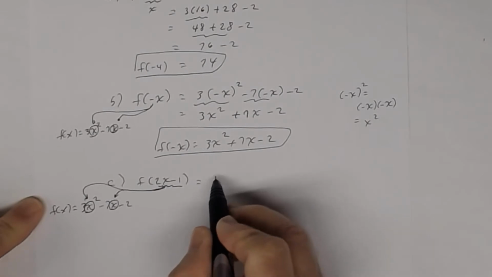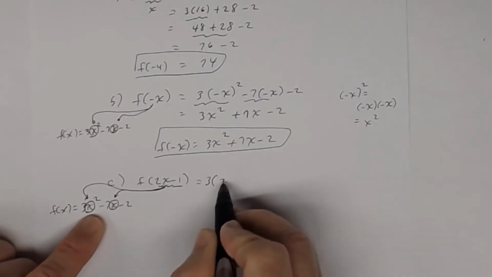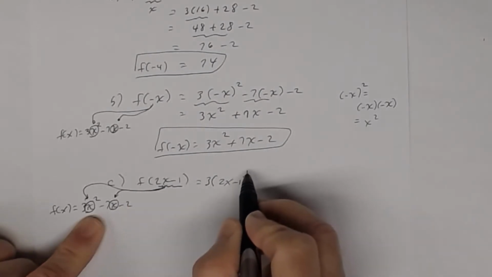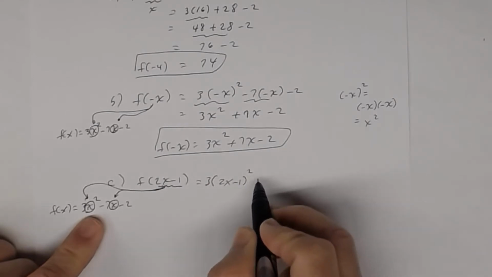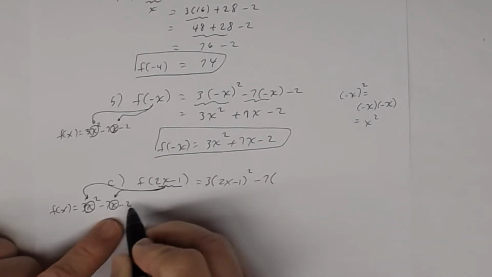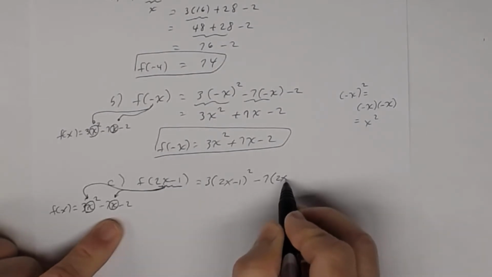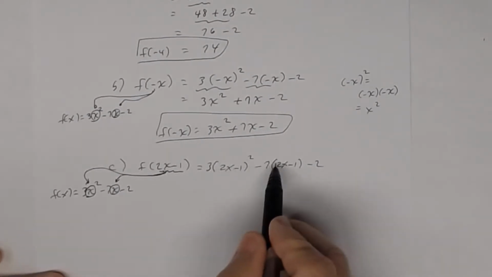And so therefore I get 3 times, in parentheses, I'm going to substitute 2x minus 1, but that has to be squared. See that? 3, and then the quantity squared, minus 7 times x, which is going to be substituted 2x minus 1, and then minus 2. All right. And so now we've got to simplify all this.